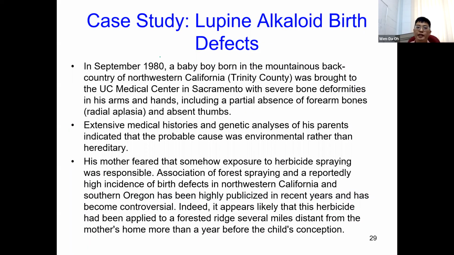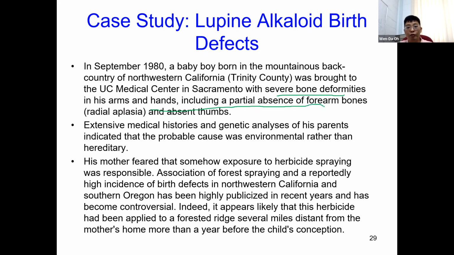One more study would be this. This is one of the studies that has been published, I think, in the literature. This is the lupin alkaloid birth defects, whereby a baby boy was born in the US, right? With severe deformities in the bones, arms and hands, and certain parts are absent, partially absent.